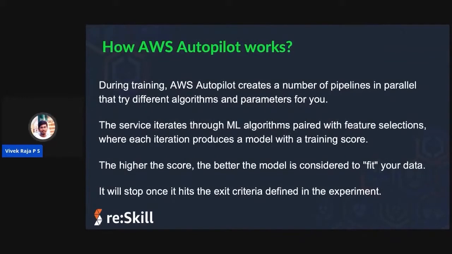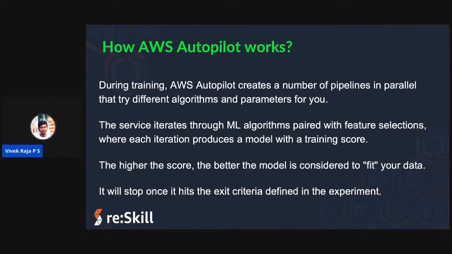So now that we understood what the processes involved in machine learning are, and we also saw what automated machine learning is and why that proves to be the better approach in a few scenarios as compared to the normal conventional way of doing machine learning, this feature is available in AWS as AWS Autopilot. So we will see how that works.